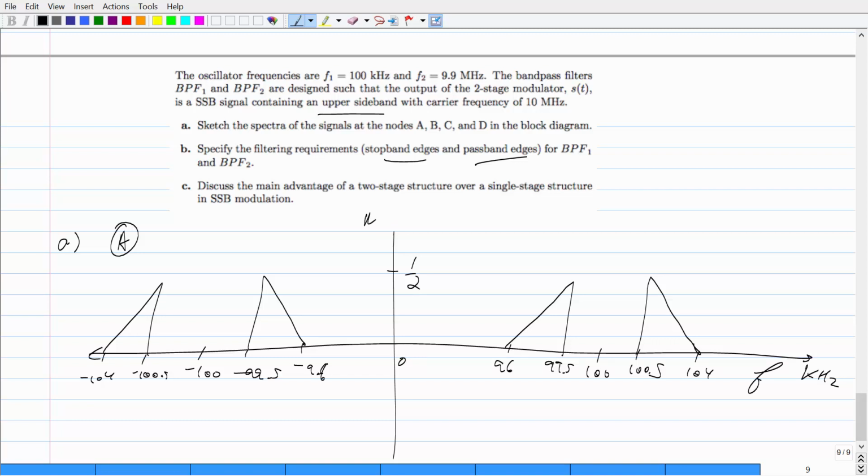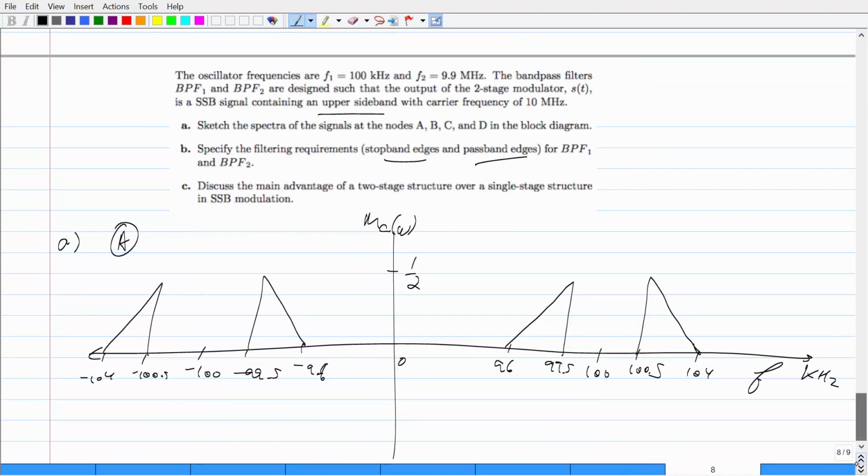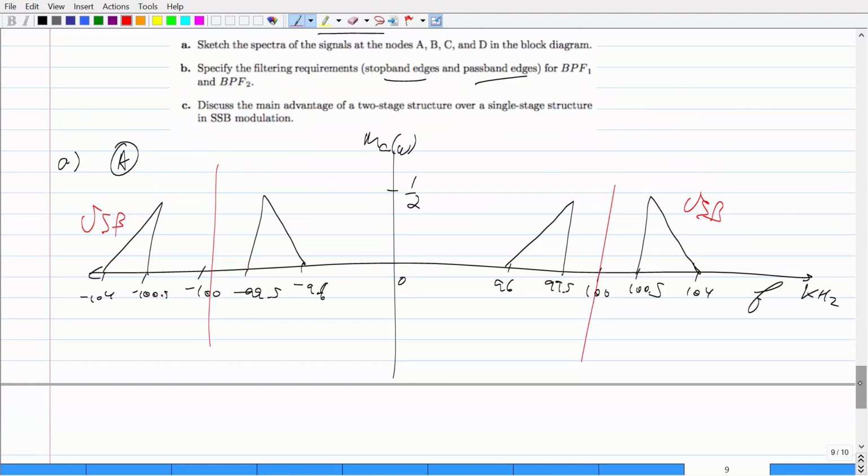I'm going to call this M_A of omega. So these are at the different stages. So this is A. Now, when you apply your bandpass filter, it says that your bandpass filter should only keep the upper sideband. If you split this down the middle, the upper sideband is this guy over here, right? So the output will just chop these off so that you're left with just the upper sideband.